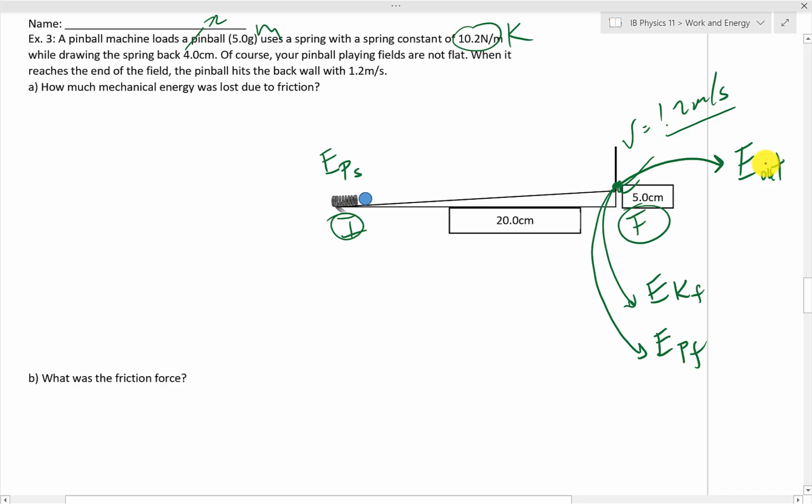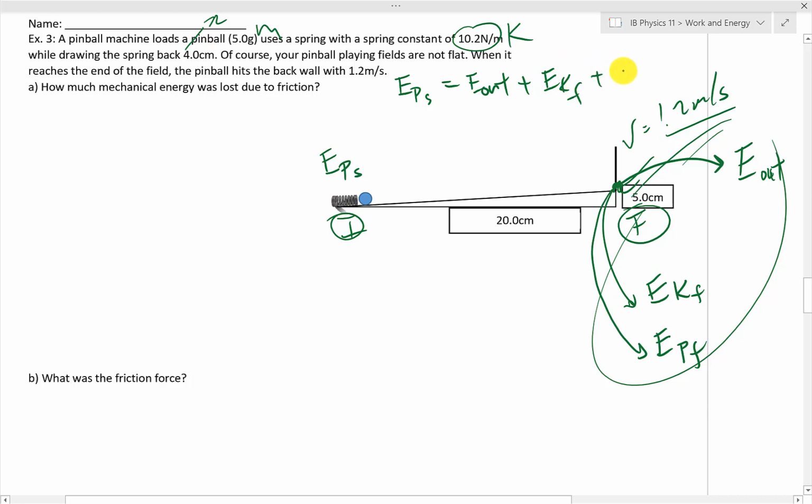So if we put this all in the equation, it looks like the initial point, which is the elastic potential energy, is equal to all the forms of energy that I have here at the final point: energy out plus kinetic energy and final potential energy. It looks like at this point we want to find out how much energy was lost, so this E out term right there.